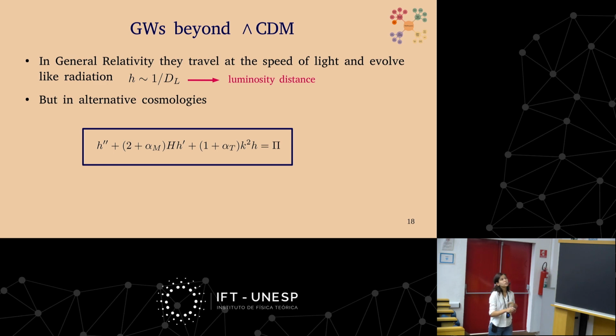However, in alternative cosmologies, I'm not restricted here to a particular model, but it's a general feature of modified gravity, the wave propagates with a modified wave equation. This is a wave equation in Fourier space, and here you have a friction term. This friction term already exists in general relativity because of the expansion of the universe: the wave propagates, the universe expands, the wave is damped. However, in modified gravity you have a different friction rate, this alpha_M function. And you can also have a different speed of propagation, this alpha_T function. You can even have other features, but I will concentrate on these two.